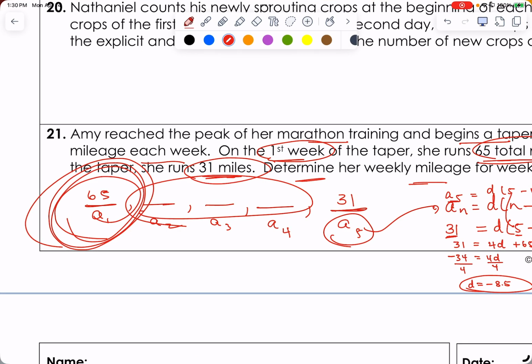So subtract 65 minus 8.5. What does that give you for her 2nd week mileage? 56.5.